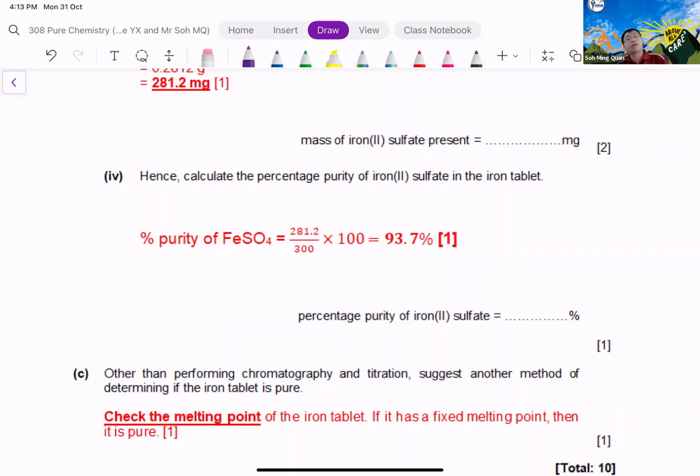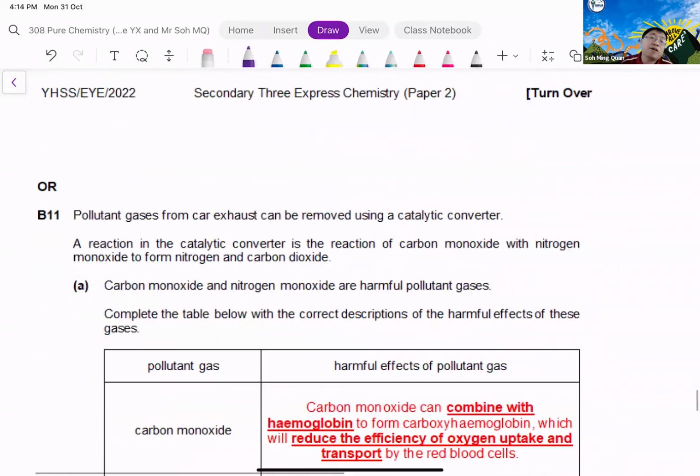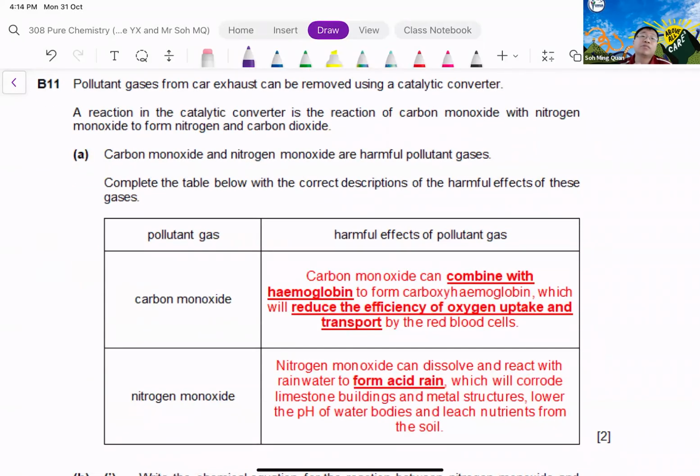Okay? So with that, I think you will realize that this question has many small parts, but actually each part is quite easy. Right? Then we go to the next question. The first part is to tell me the harmful effects of each pollutant. It's not difficult. All right? If you have learned the content, it's not difficult.